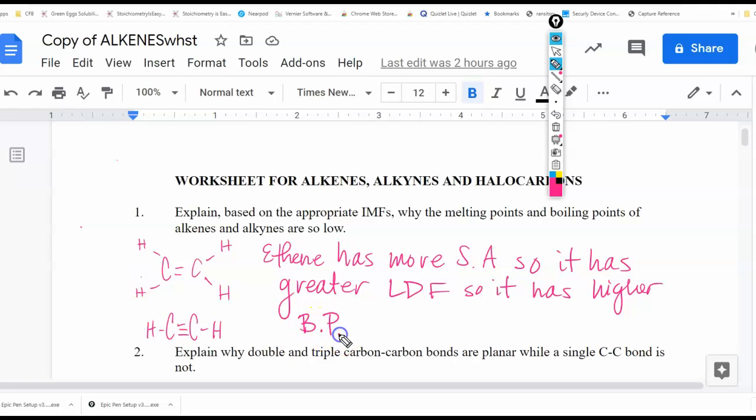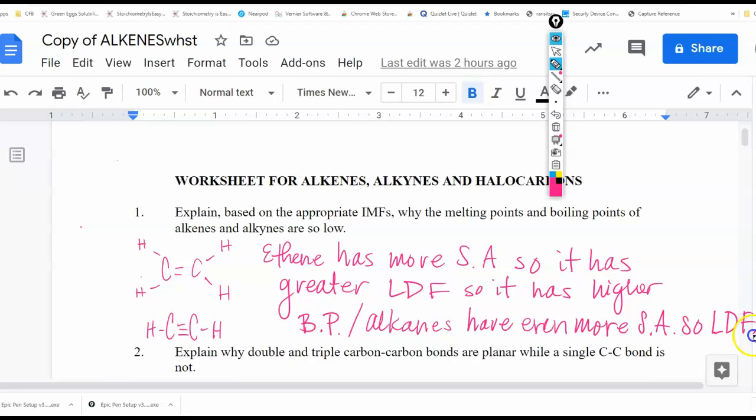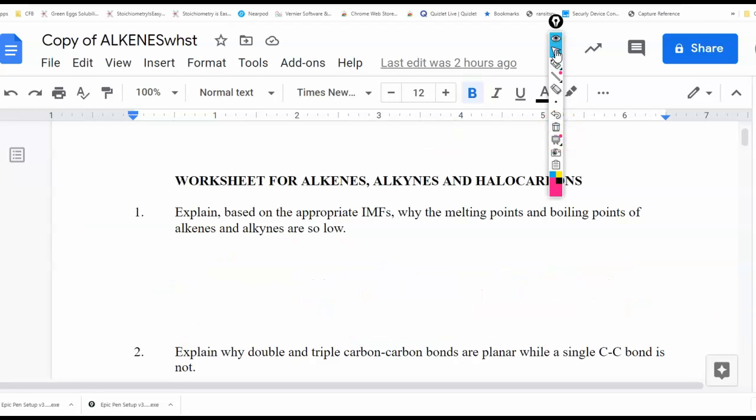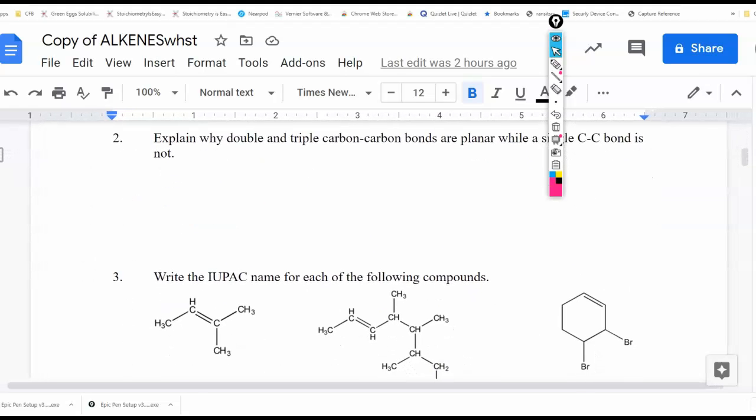Okay, now why are their boiling points, in general, so low as compared to the alkanes? Alkanes have even more surface area, so more LDF. Okay, so that's going to be our reasoning for what is affecting those melting points and boiling points there. Okay, so let's go ahead and go on down to the next couple questions.